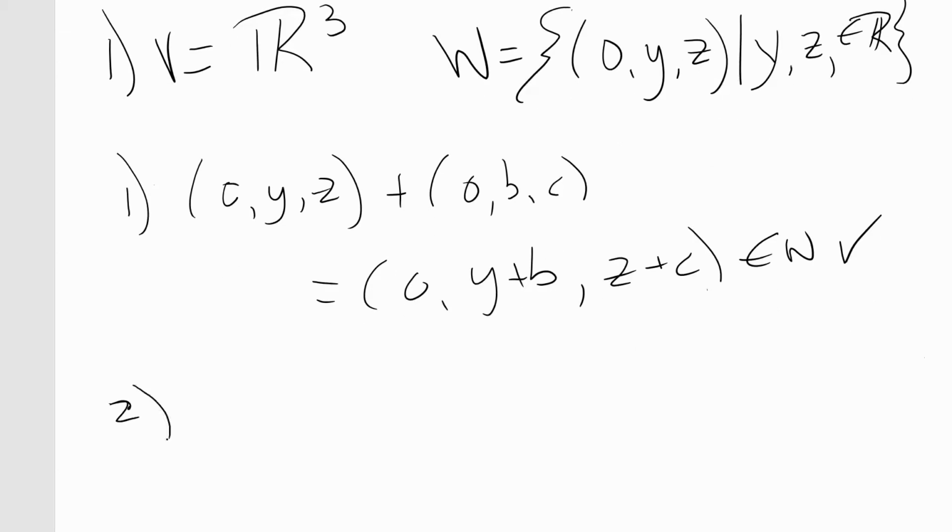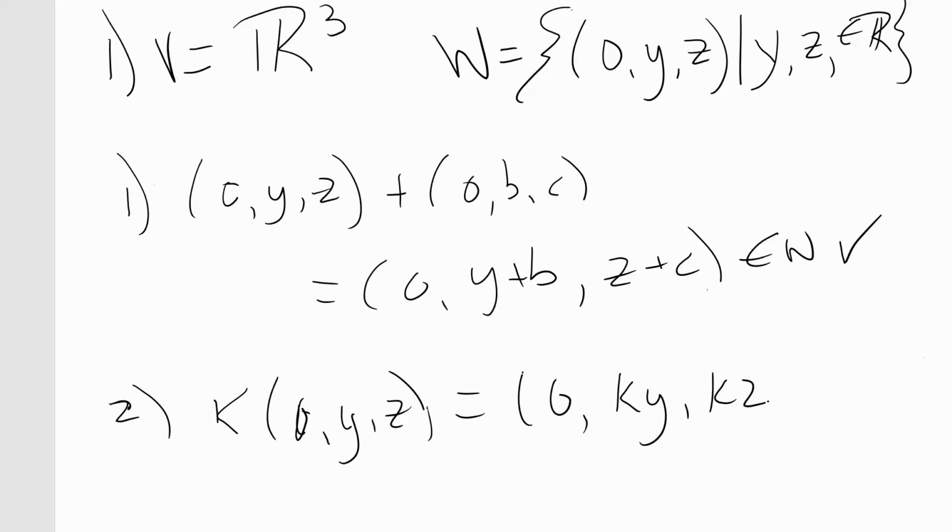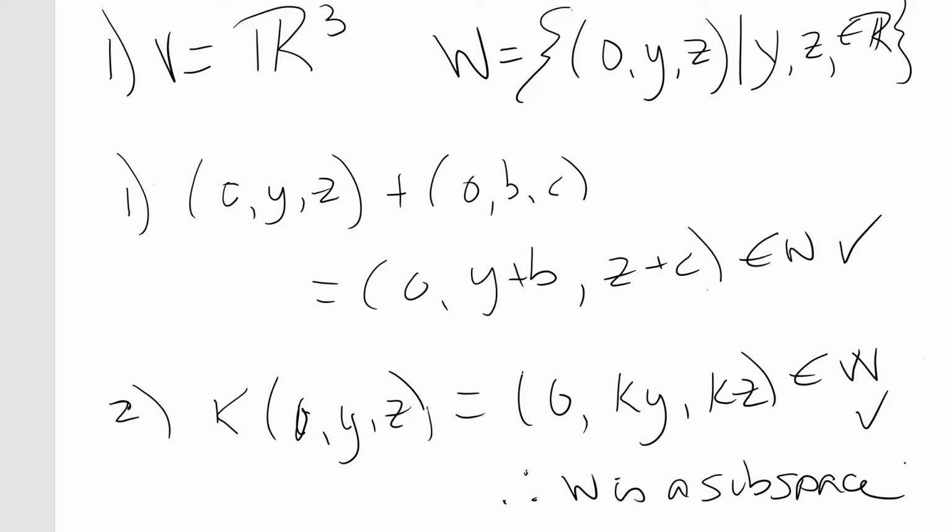All right, the second thing we need to show is scalar multiplication. So if I do K, let's just say, times (0, Y, Z), well, K times 0, anything times 0 is still 0, KY, KZ. Well, that's still an element of W, so that's good. So both of those are true. Therefore, W is a subspace. And we're good.